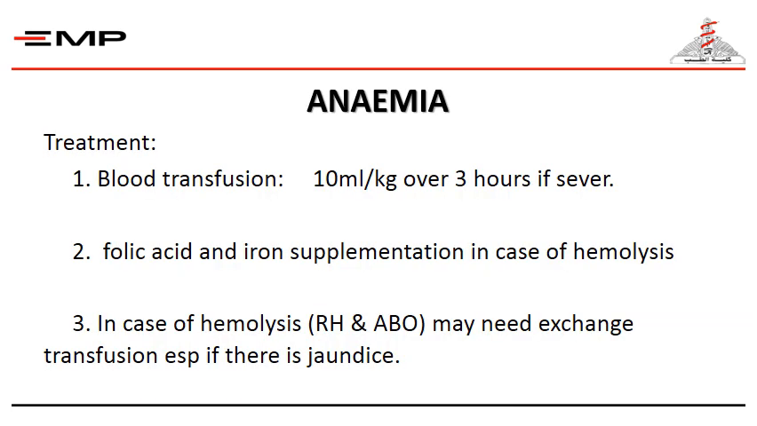For babies with neonatal anemia, if the anemia is severe, we can give a blood transfusion in the form of 10 ml per kilo over 3 hours. In most cases, supplementing the neonate with folic acid and iron is sufficient. In case of RH disease and ABO, or hemolytic disease of the newborn, this baby might need exchange transfusion, especially if he is jaundiced.